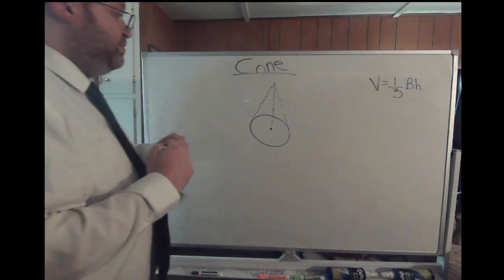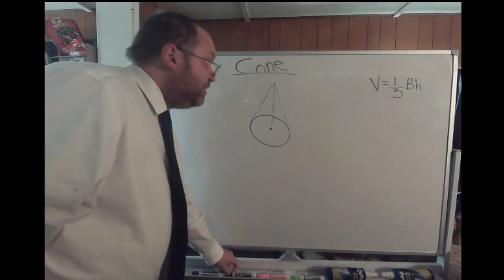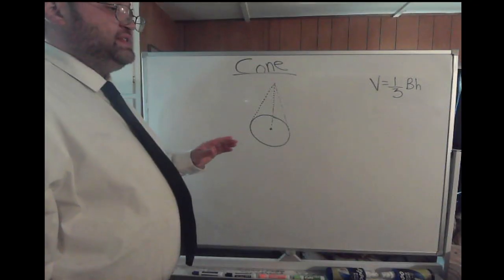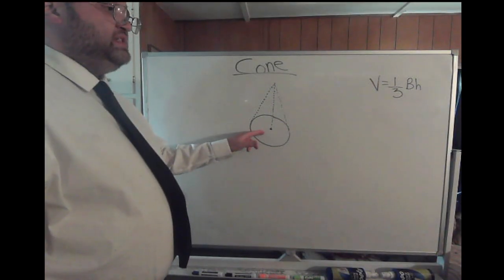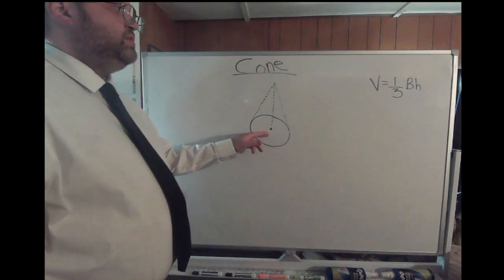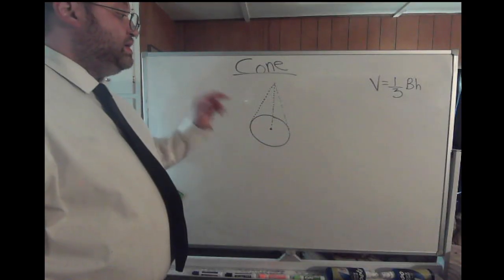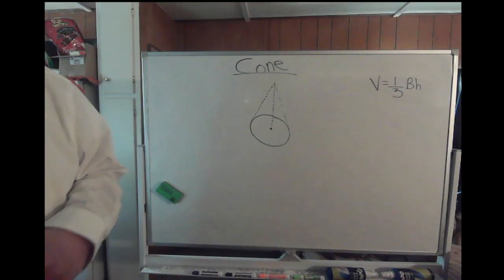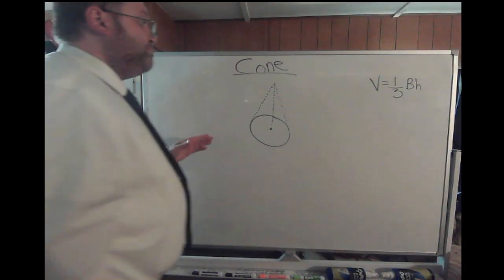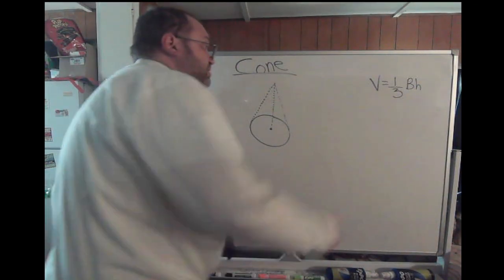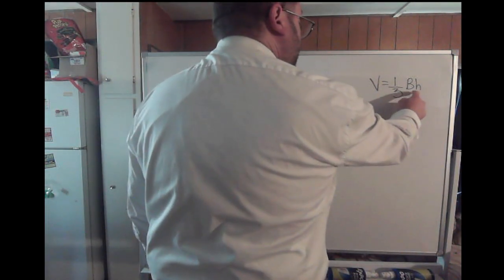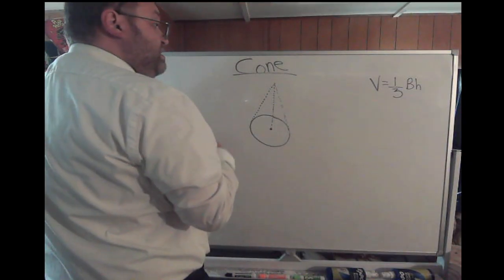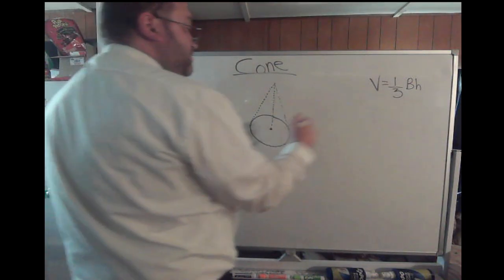So we have a cone here. A cone is like a pyramid in the sense that it only has one base, but that base is a circle. That's what makes it a cone. The base is a circle. So the overall volume is going to be the same. It's 1/3 of the area of the base times the height. But that base is a circle.